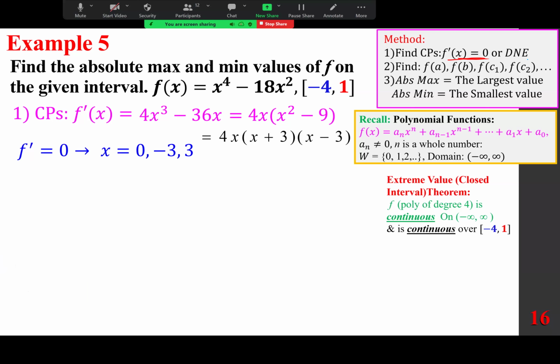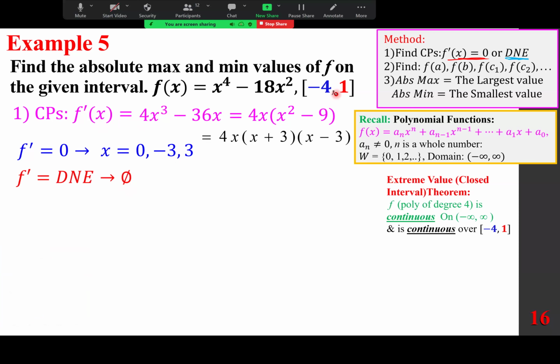The next one is to look at where f prime does not exist. F prime itself is a polynomial. It's a polynomial of degree 3. It exists everywhere. The domain is all real numbers. Therefore, f prime does not exist, does not produce any solutions. This is phi, a Greek letter representing an empty set. Therefore, those are possible critical points.